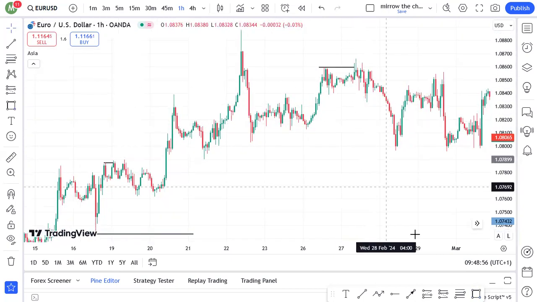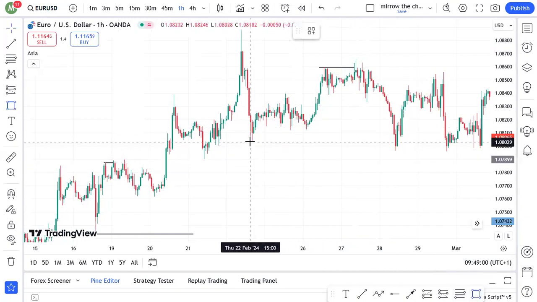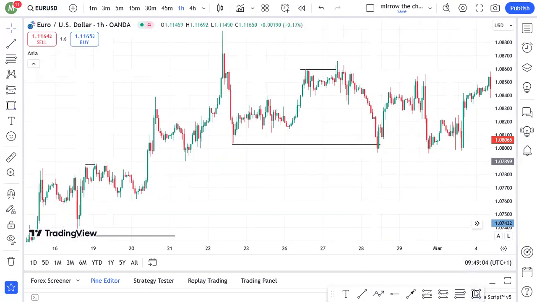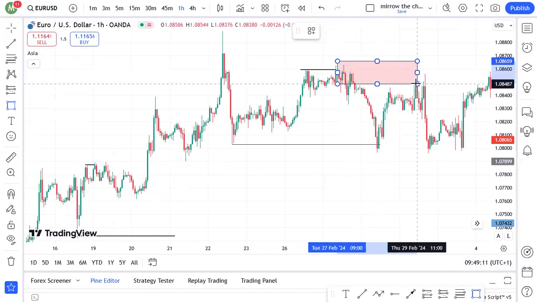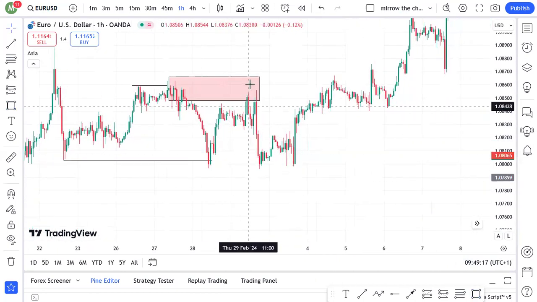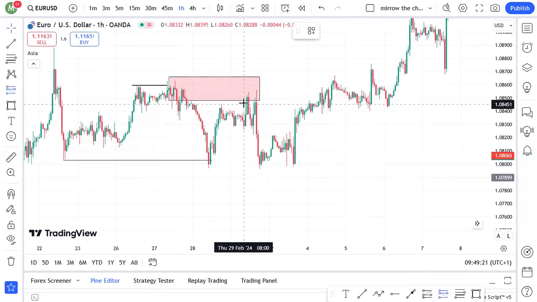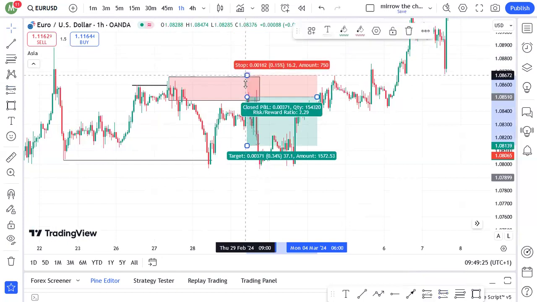After it took out Monday high, it came down to break structure to the downside. See how simple that is? It broke structure to the downside. After it broke structure to the downside, it left for us another block to work with. As simple as that. You see, when price came, price respected that other block and gave us an entry.